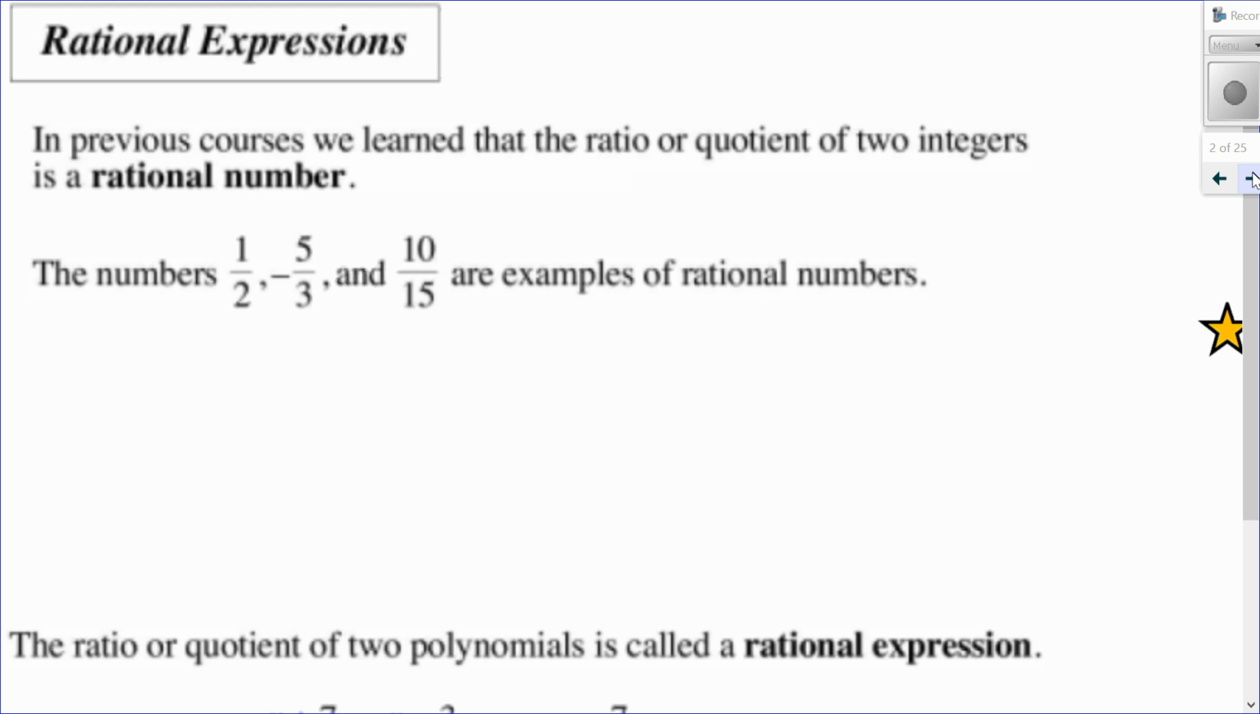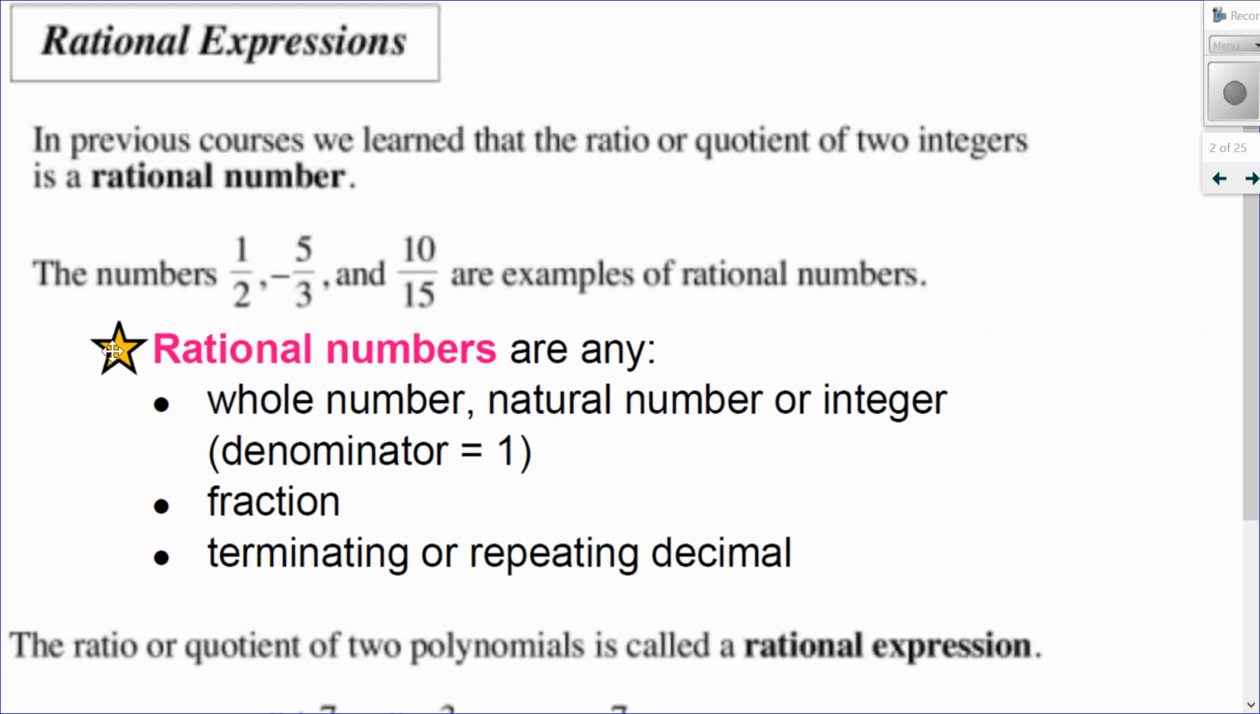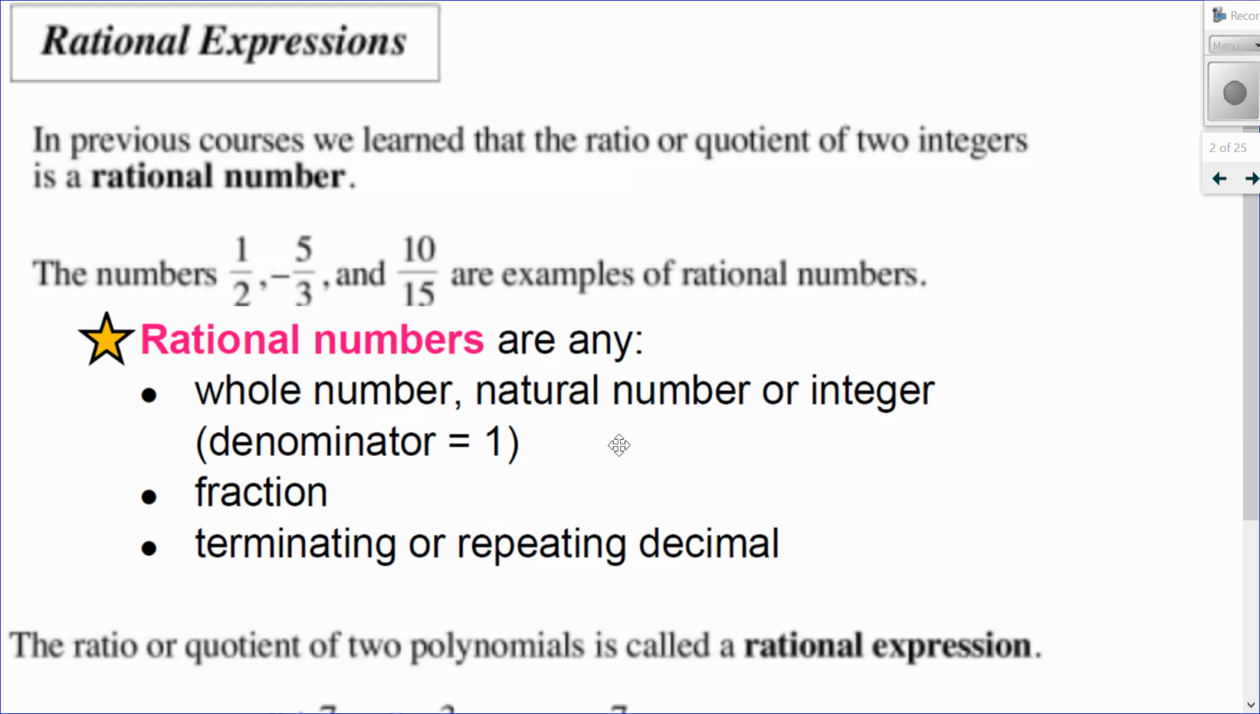So a rational number, first of all, is a ratio or quotient of two integers. So here's some examples of rational numbers. A half, -5/3, 10/15. Those are all examples of rational numbers. Well, in fact, rational numbers are any whole number, natural number, or integer, because I can just put those over 1. Obviously, any fraction, but also any terminating or repeating decimal. Those are all rational numbers.